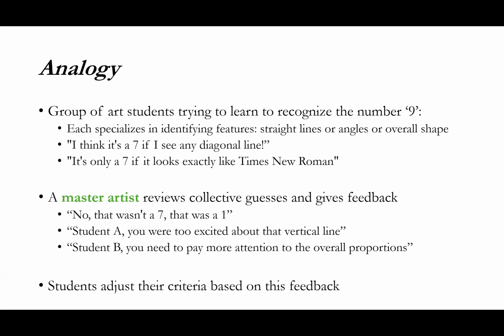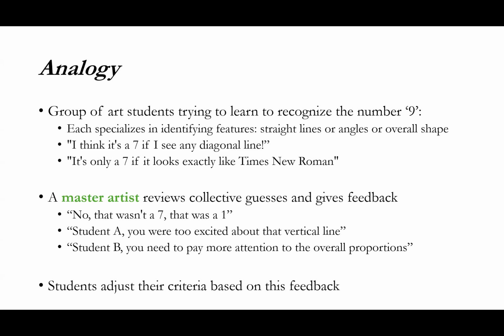That should say 7, by the way. I forgot to edit the slides. But consider a group of art students trying to learn to recognize the number 7, not 9. Each of them specializes in identifying different features, like straight lines or angles or overall shapes. One of them says, I think it's a 7 if I see any diagonal line. Another one says it's only a 7 if it looks exactly like Times New Roman. All these little students trying to guess.